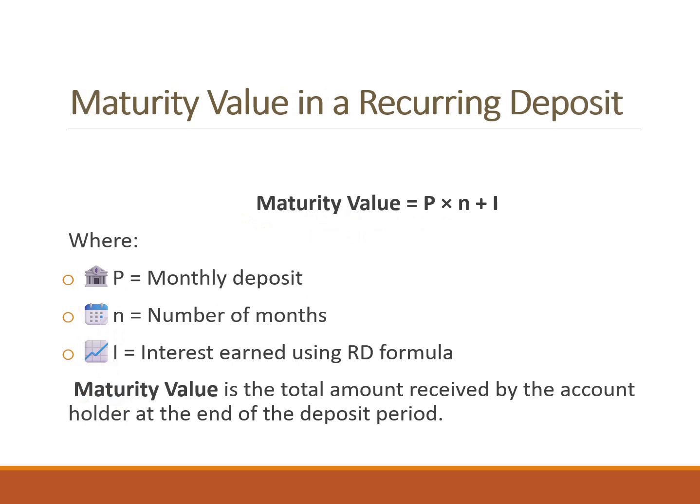The maturity value in a recurring deposit account is the total amount you receive at the end of the deposit term. It is calculated by adding the total amount you deposited, that is, the monthly deposit times the number of months, to the interest earned. This final amount is what the bank pays you when the RD account matures.